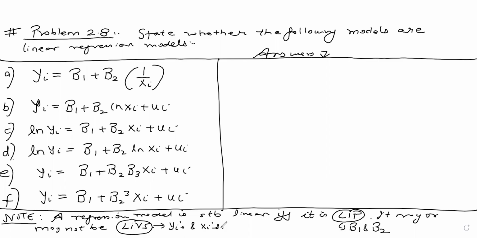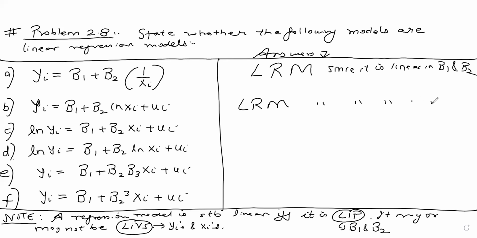So now the question becomes very easy. So let us see whether the following models are linear regression models. Look at the first one. You ask yourself, is it linear in B1 and B2? If your answer is yes, it's a linear regression model. If it's not linear in B1 and B2, it's not a linear regression model. So this is a linear regression model, since it is linear in capital B1 and capital B2. This is also a linear regression model for the same reason. It's linear in B1 and B2. This is also a linear regression model. Since it is linear in B1 and B2, the reasons are all the same. This is also a linear regression model, since it is linear in B1 and B2.